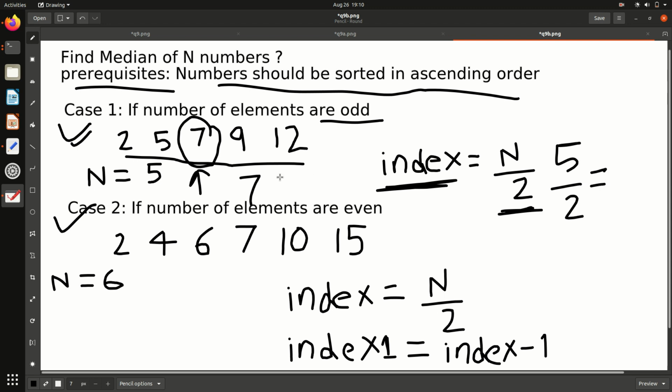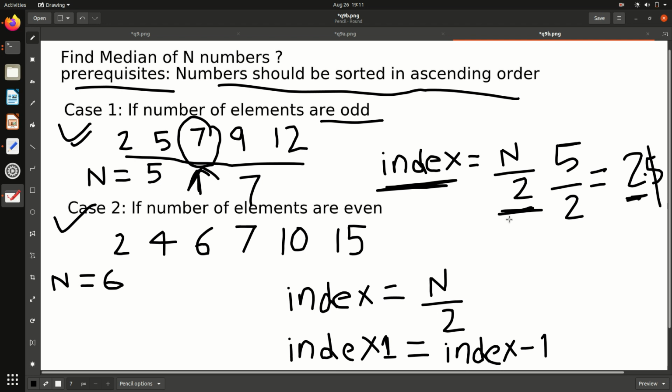But here we will do integral division, so it will be 2. We know that 5 by 2, if you do integer division, is 2. Integral division says to remove the decimal part. We got 2, so this is the index we want. Now if you check which is index 2: this is 0, this is 1, this is 2. In this way also we are getting the same answer.